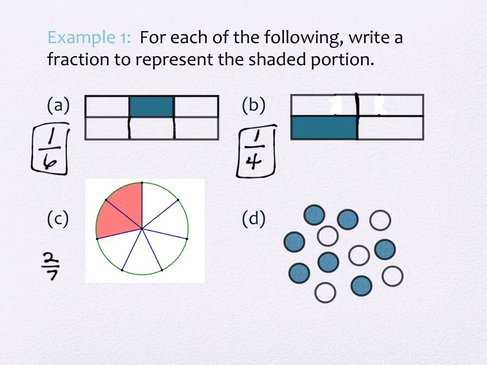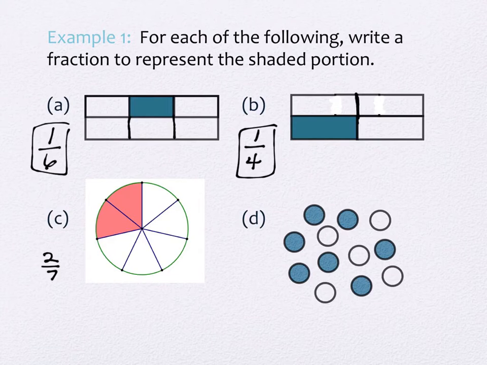Examples A, B, and C are all objects that are a whole object that's broken down into pieces. The top 2 are rectangles, the third one's a circle. So we can think about these as making a comparison of a part of what's shaded to the whole of what's shaded.